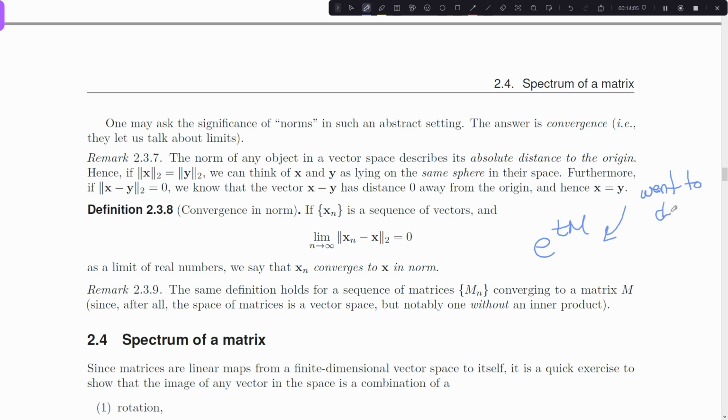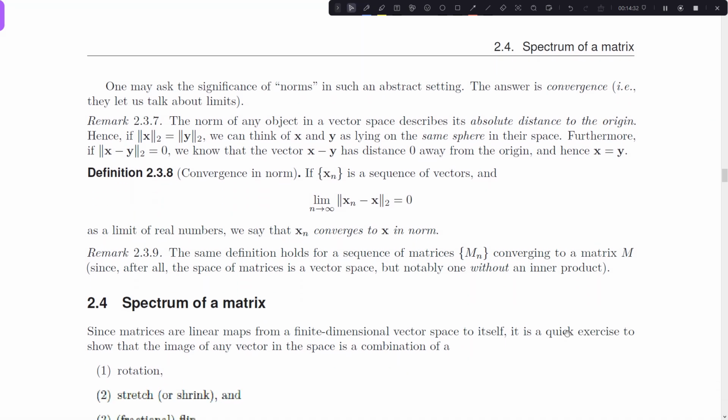e to the tM, an exponential of a matrix. And if the power series converges, then we're good to go. If it doesn't, then we're not. And it's really nice to know that power series converge, and the reason we can do that is because of norms. That's why we care. And that's what that section's all about.